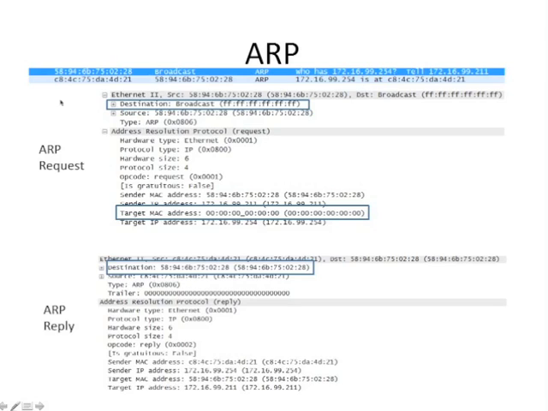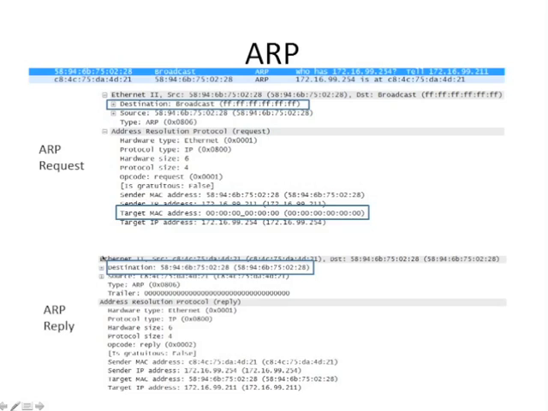So if we look at the details in the frame, I highlighted a couple things that are interesting to me. First thing is in the ARP request, the destination address is the broadcast address, which I just said. And then the other thing that I found to be more interesting was the target MAC address in the ARP portion of the packet was all zeros. Since the sender does not know the MAC address, this field gets set to all zeros. That's the information they're looking for.